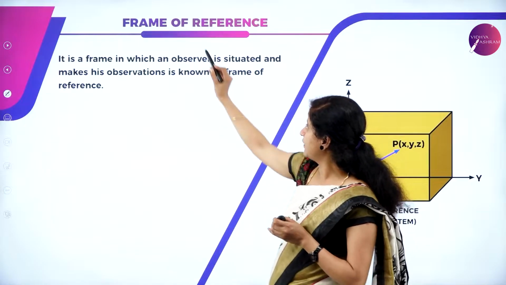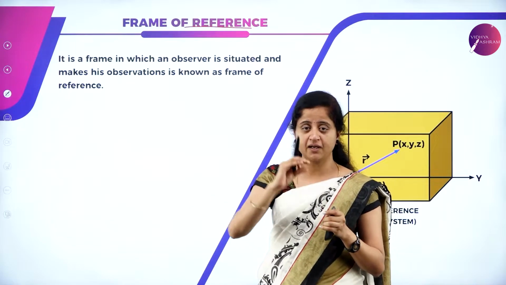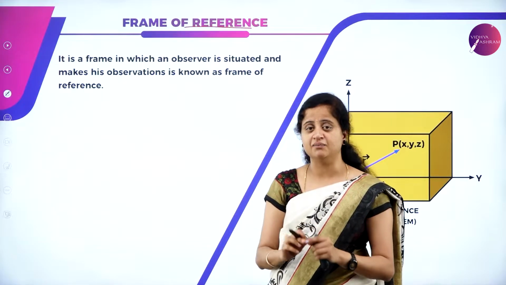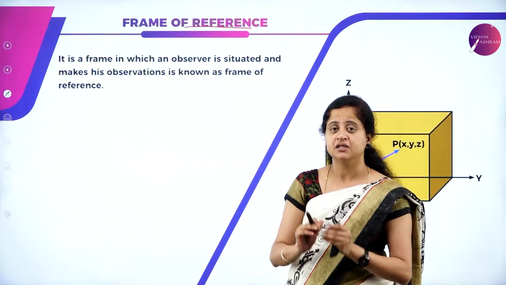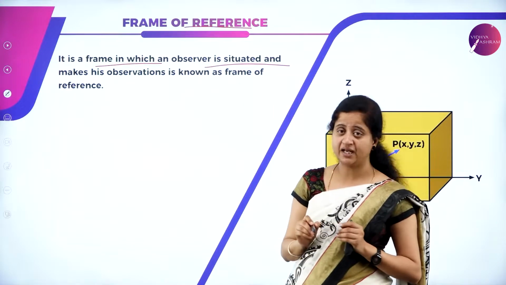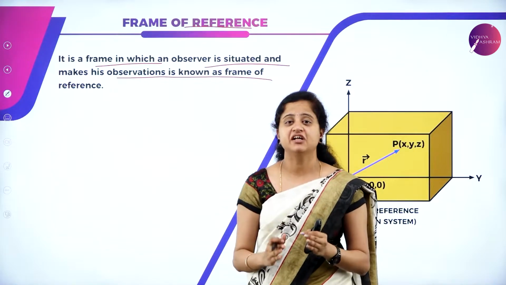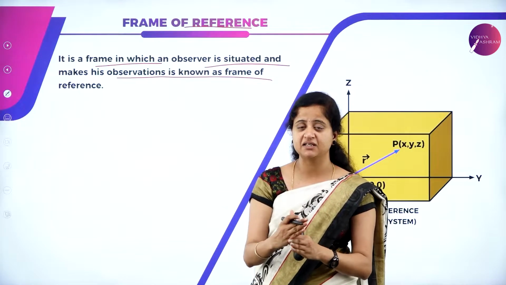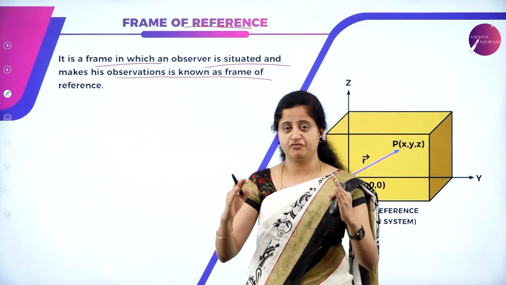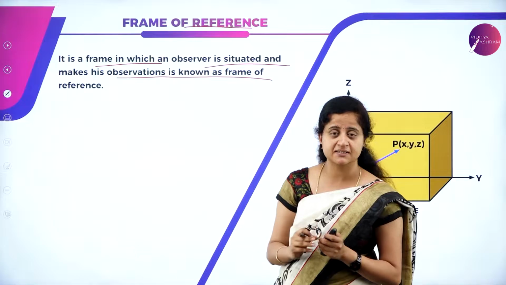Next we have the frame of reference. The name itself gives us an idea of what it is. A frame of reference is a system which is under observation. It is a frame in which an observer is situated and makes his observations. If an observer is situated somewhere and is making observations from that place, we call it a frame of reference, which is the reference frame in which the observations are made.